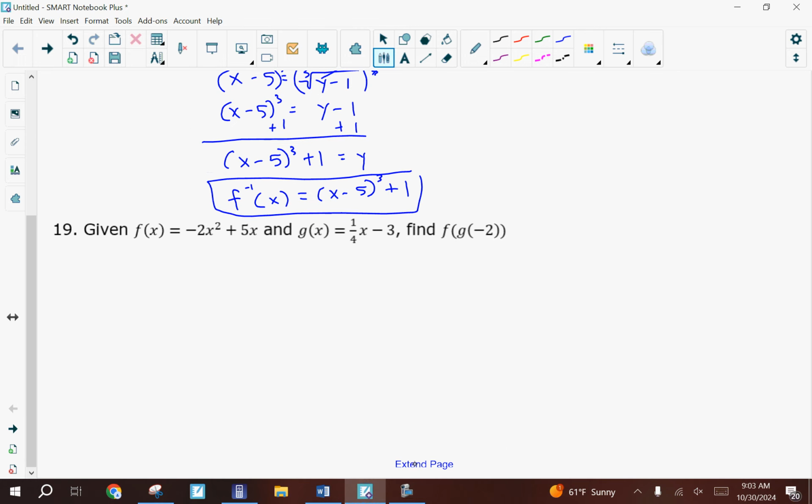Okay, number 19. Number 19 is basically a calculator question. You can tell because this has a number inside. So anytime there's a number inside, you want to start with the problem that's closest to it. So we're going to start with the g problem. So the g problem is g of -2 is equal to 1/4 times -2 minus 3.